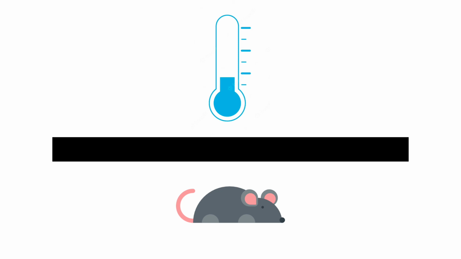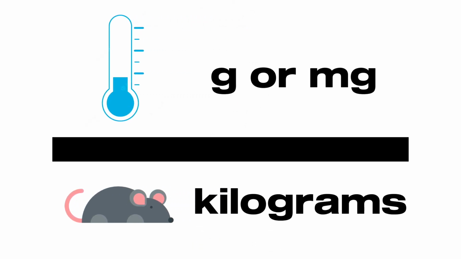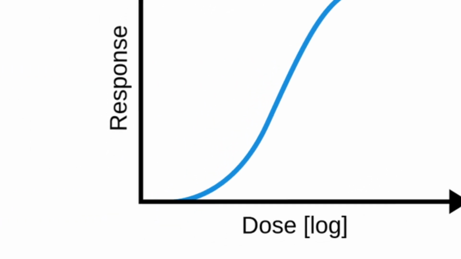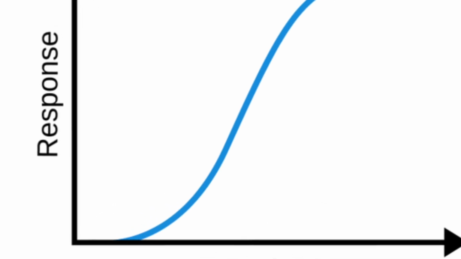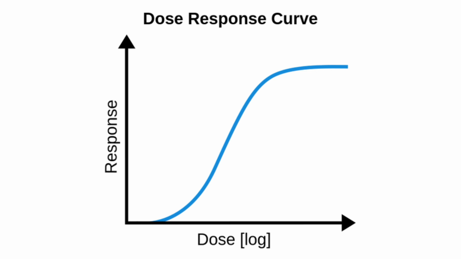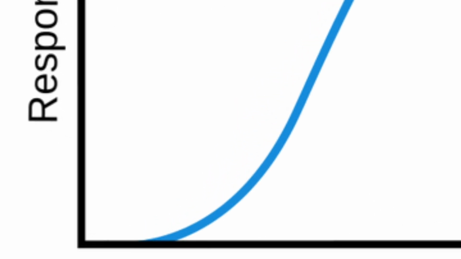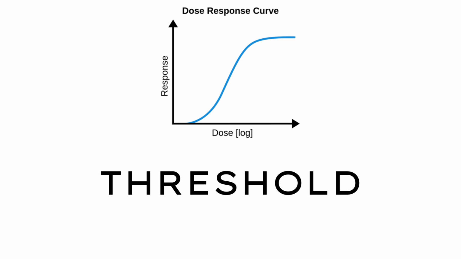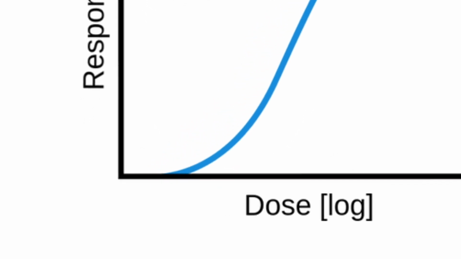LD50 data will be represented as a mass of the dose over the body mass of the test species. Typically, it will be grams or milligrams over kilograms. Now let's analyze a dose-response curve. As we go from left to right, the curve follows a logistic growth pattern, as shown by the S shape of the graph. The rate of change increases dramatically, but then, at a certain point, flattens out. What is known as the threshold of the graph is the lowest possible point and the earliest evidence of a reaction from the test species.